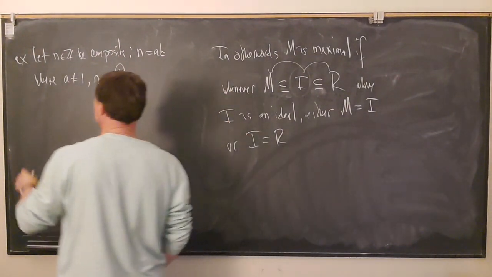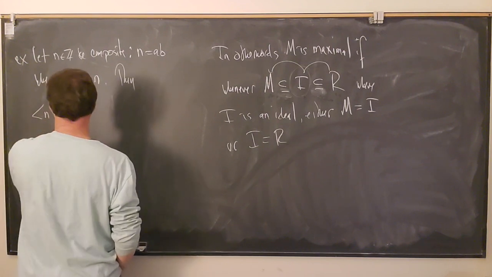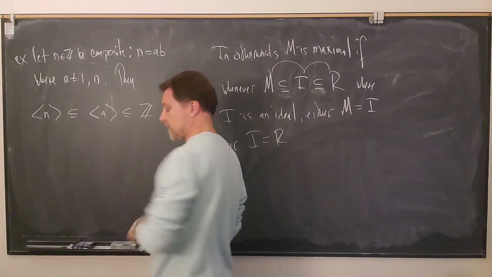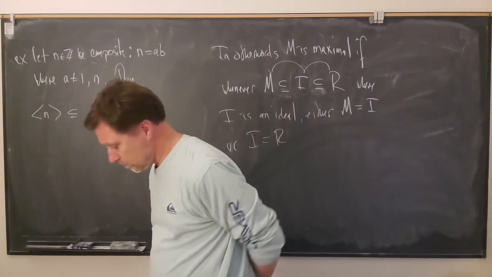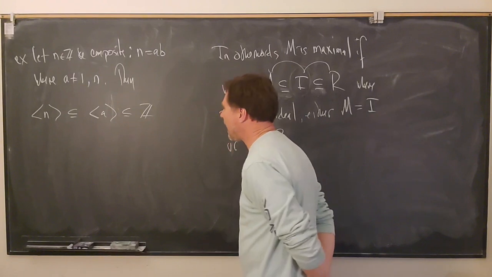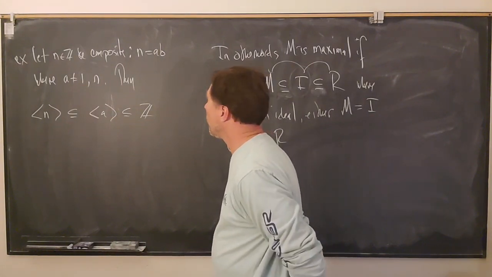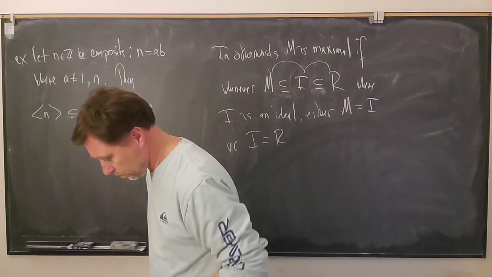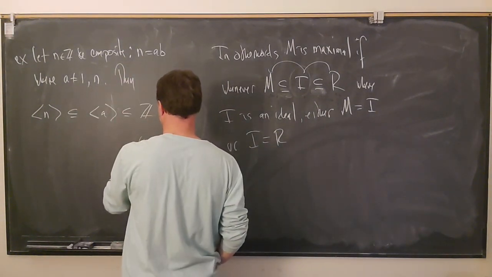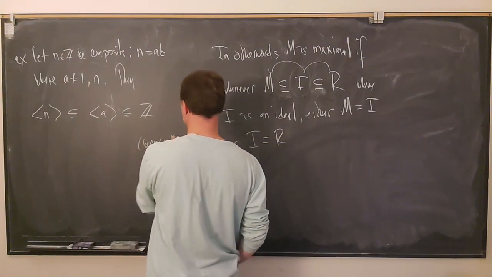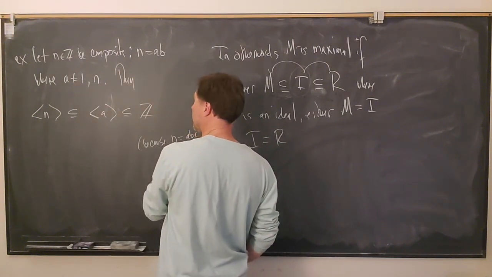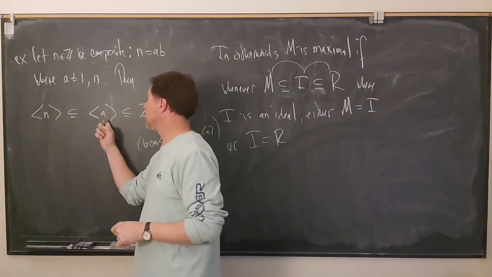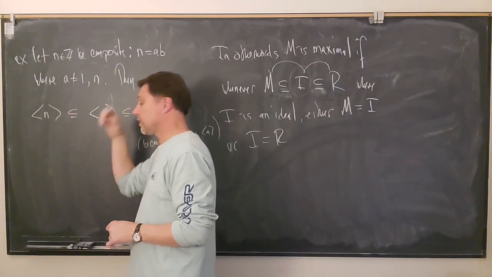So then the ideal generated by n is going to be contained in the ideal generated by A, which is contained in Z. Right? Why is that? Well, because n equals A times B, which has to live inside the ideal generated by A. So that tells us that little n lives inside here, which means that everybody has to live inside here.